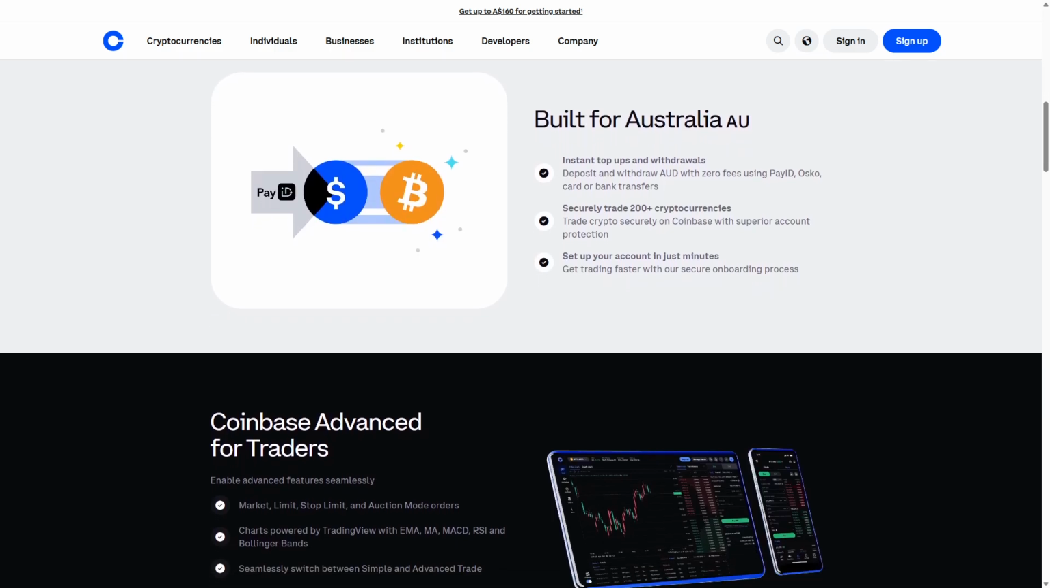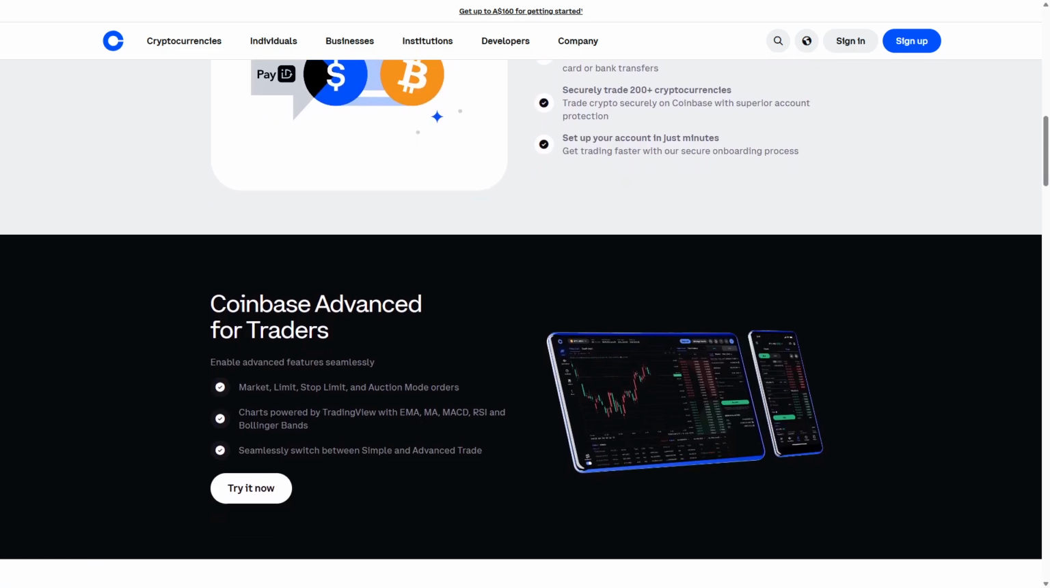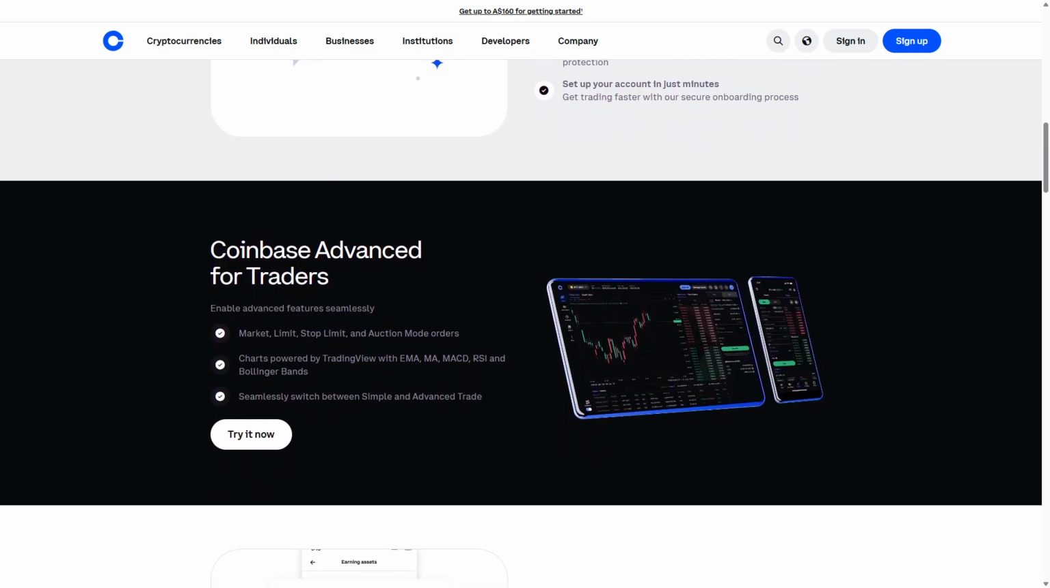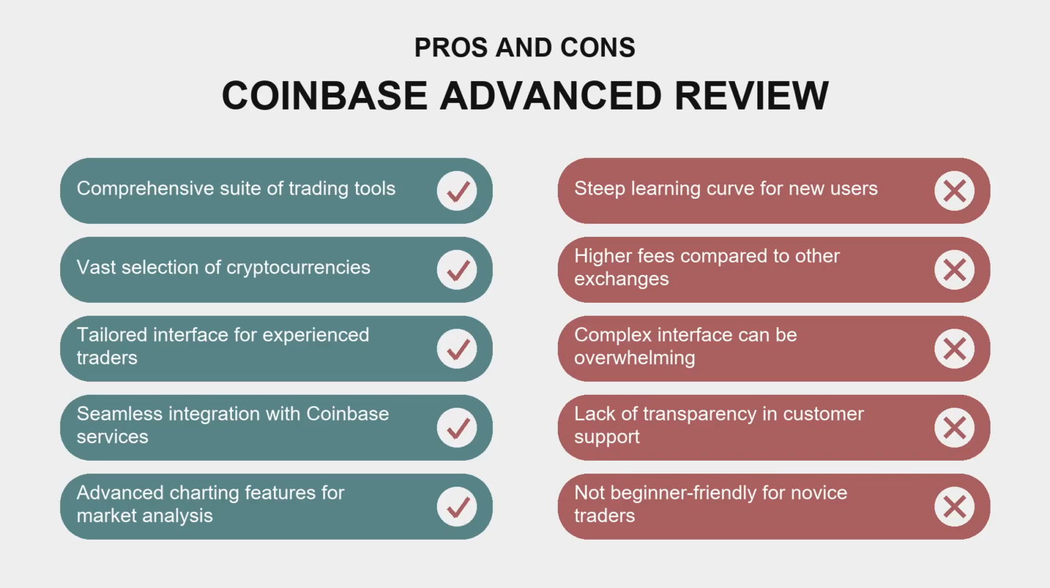Still, certain aspects like customer support can feel lacking, particularly during high-traffic trading times. Overall, the user experience is solid, but it may not be as beginner-friendly as some other platforms. Let's break down the pros and cons.